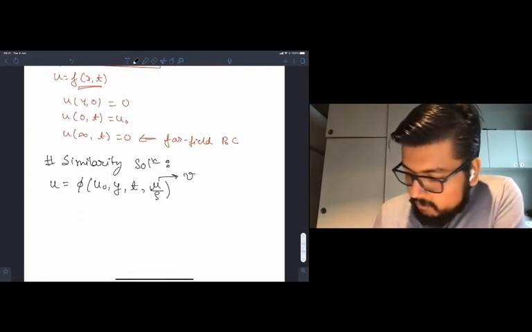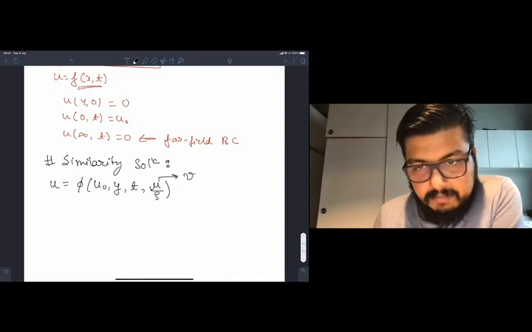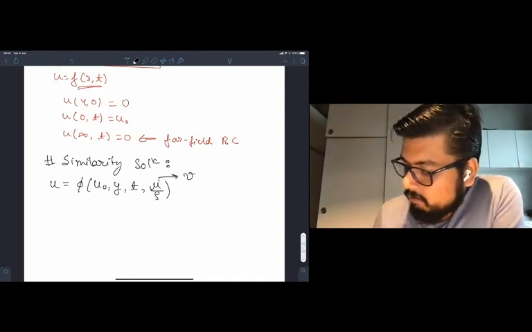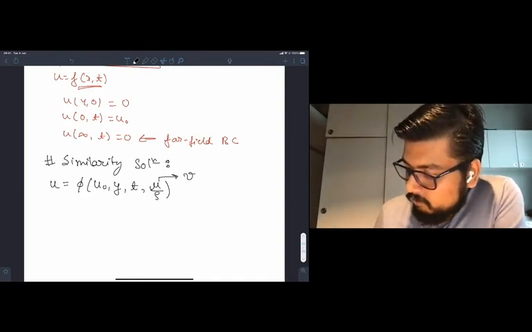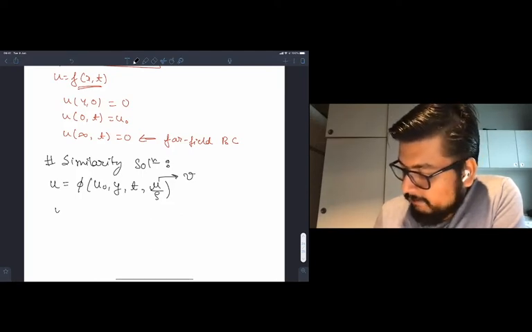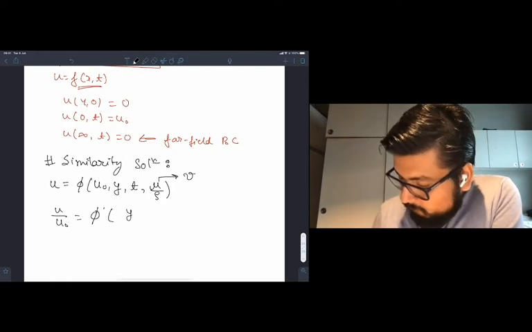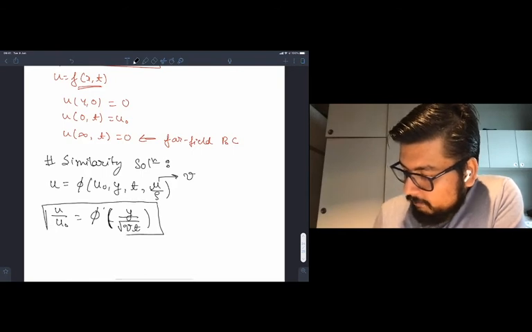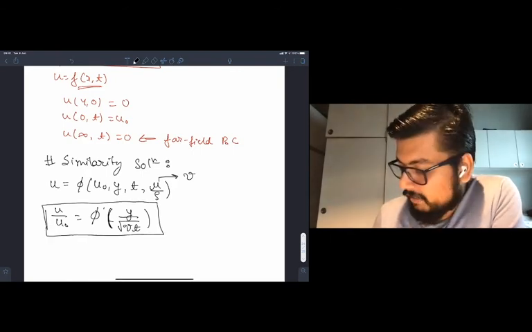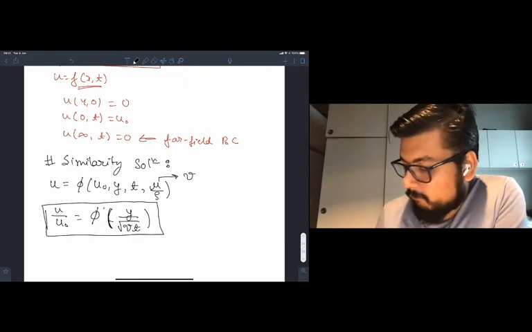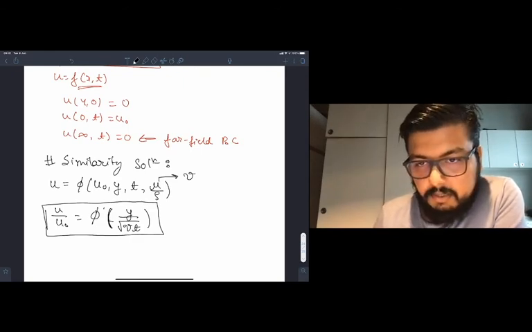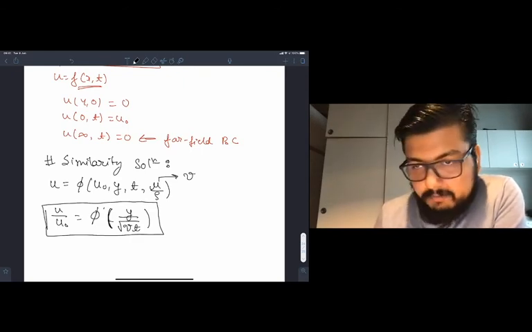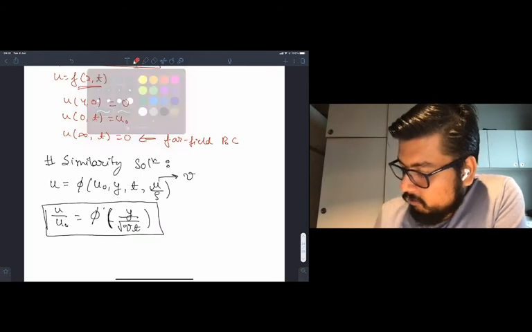So now if we go on and use our dimensional analysis knowledge, then we will find that we can rewrite this functional equation as u over u naught is a function of y upon square root nu times t. This, again, I'm going to leave as an assignment. You should try and follow the same steps as we did before, and you should be able to reach this particular equation. We can just do a quick check over here.